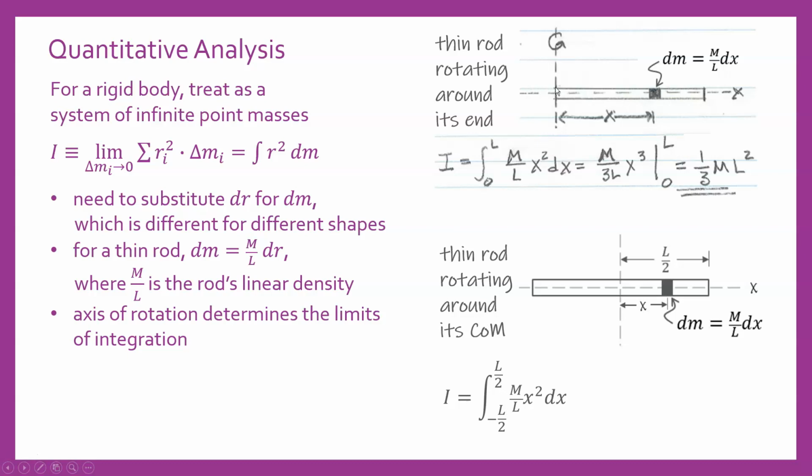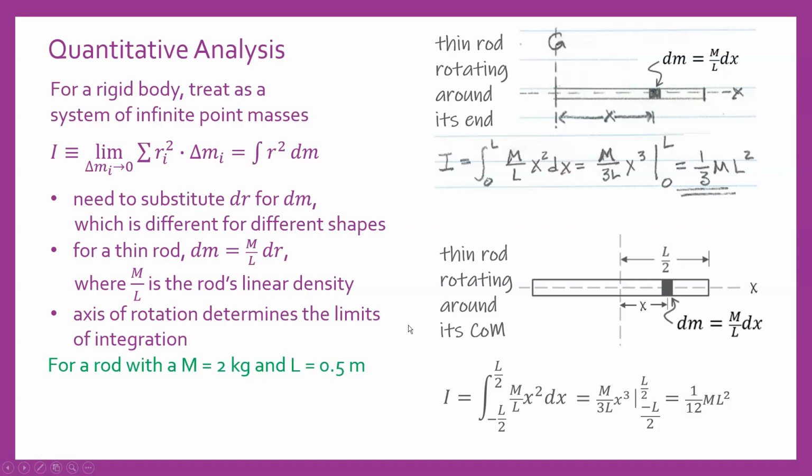Notice up here, it was 0 to L. Here, it's negative L over 2 to L over 2, with the axis of rotation, of course, being 0. And we go ahead and solve this, and we find out that the rotational inertia for a thin rod rotating around its center of mass is 1/12 times its total mass times its total length squared.